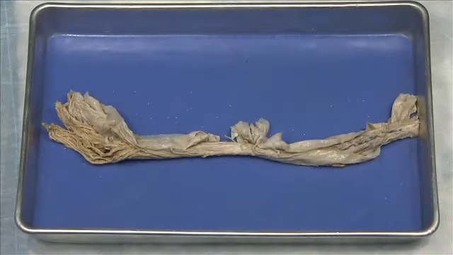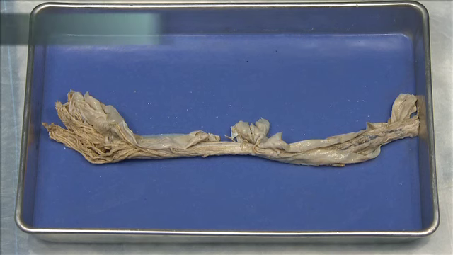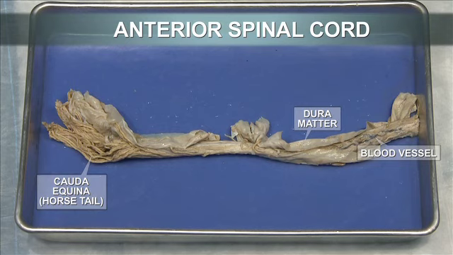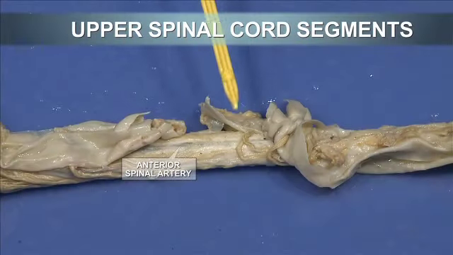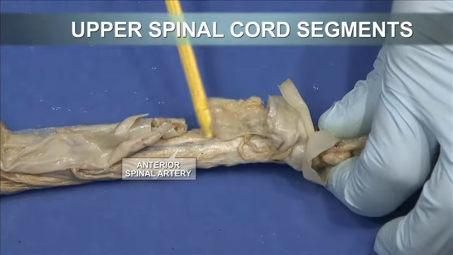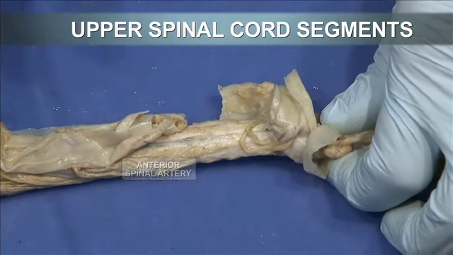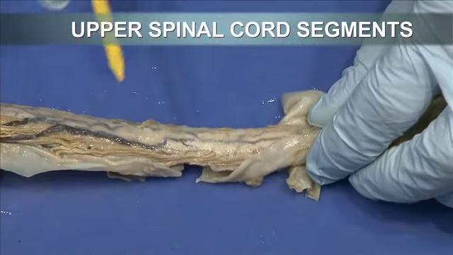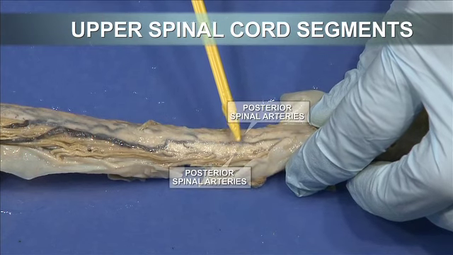Now we will review the spinal cord blood supply. The upper segments of the spinal cord, the cervical segments, are supplied by two major arteries that originate from the vertebral artery: the anterior spinal cord artery and the paired posterior spinal cord arteries.